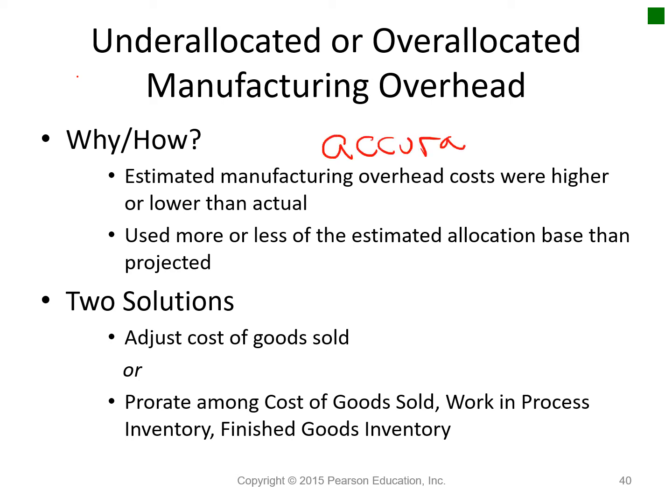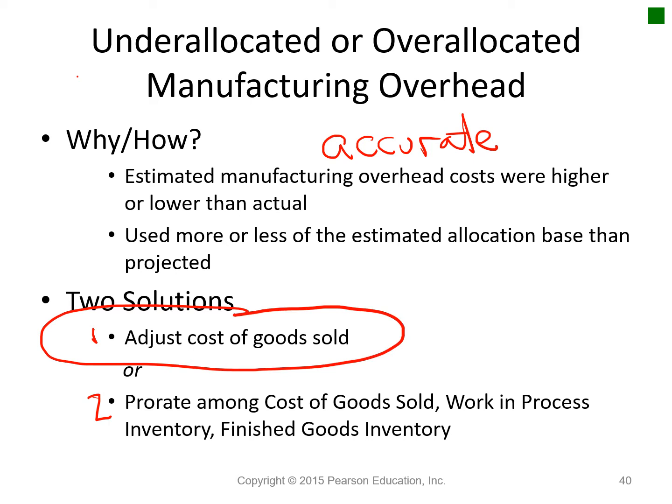That's going to be the whole theme here, is accuracy. But the solutions are either, number one, adjust cost of goods sold, or number two, you can prorate it among all your other inventory accounts. We're going to primarily follow this approach. We will assume that everything has been sold at that point, okay?